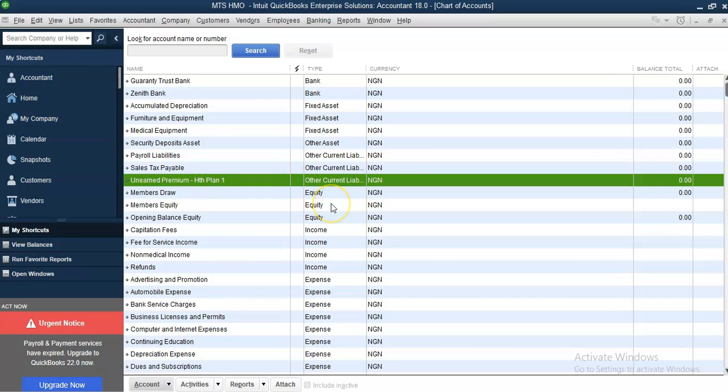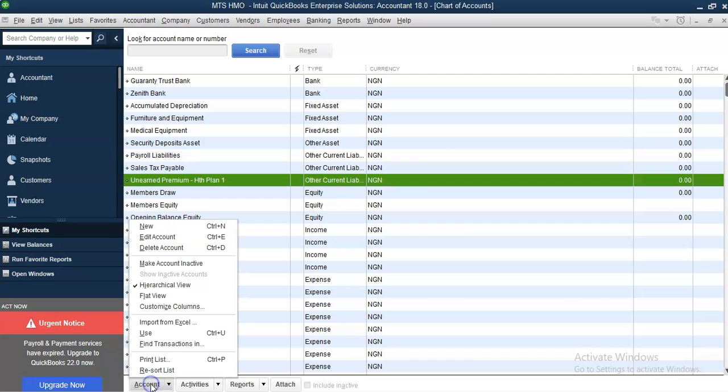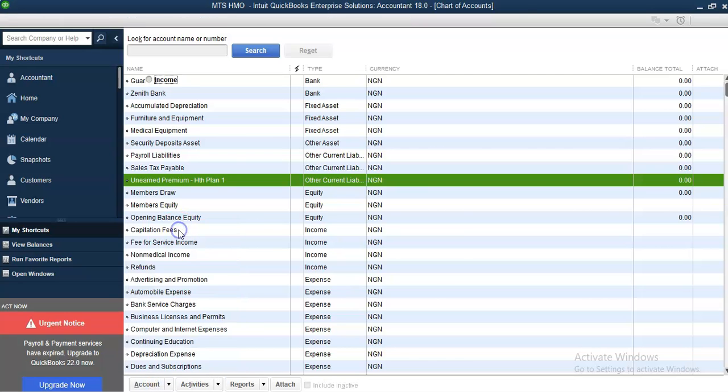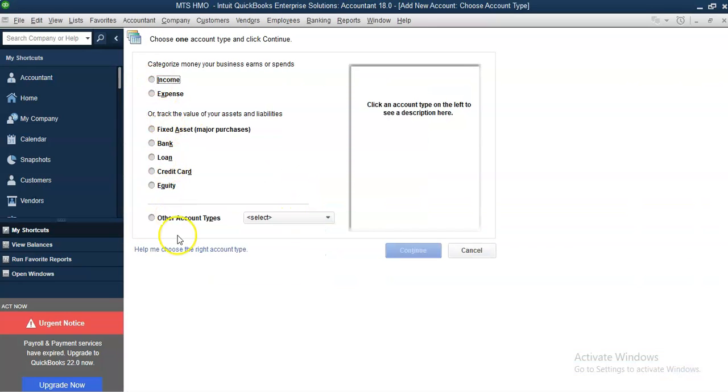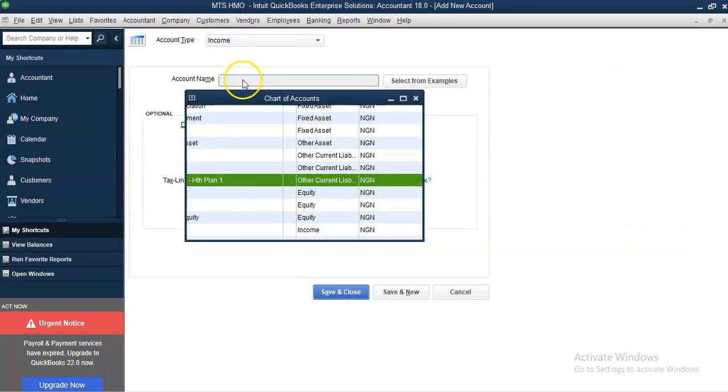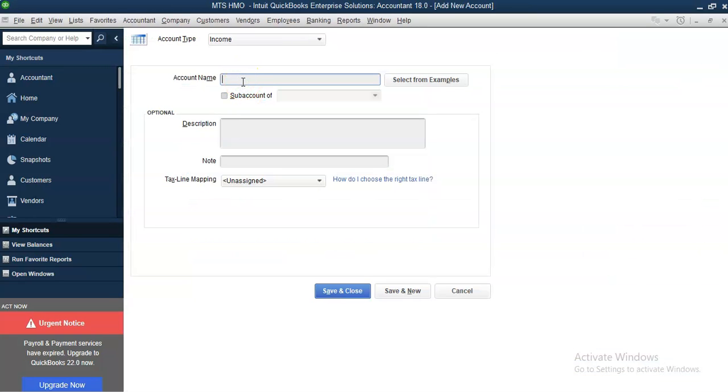All right. Then another thing we need to ensure we have created is the sales account, which is our revenue account. So you click on account, then we'll click on new. So you specify the account type here. It's going to be an income account, right? Continue. Then we'll give it a name. In this case, it's going to be Earned Premium.